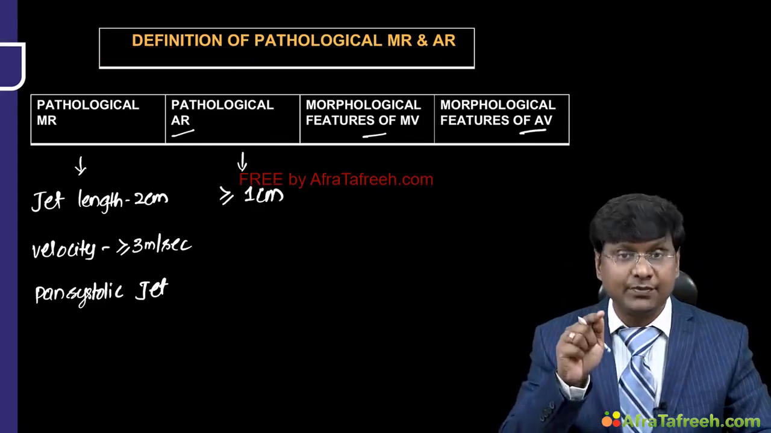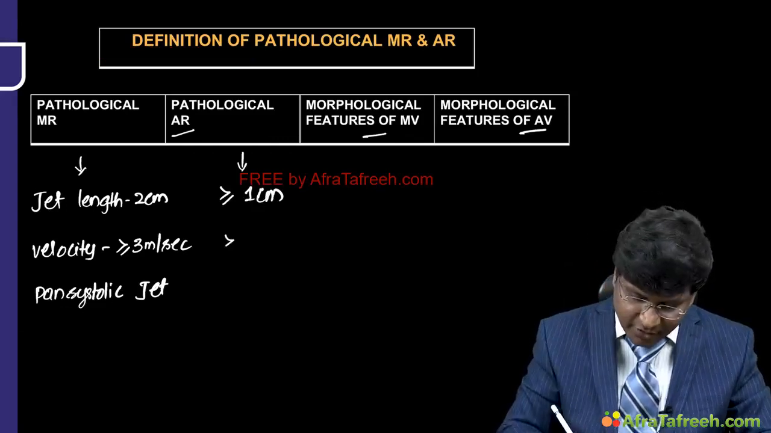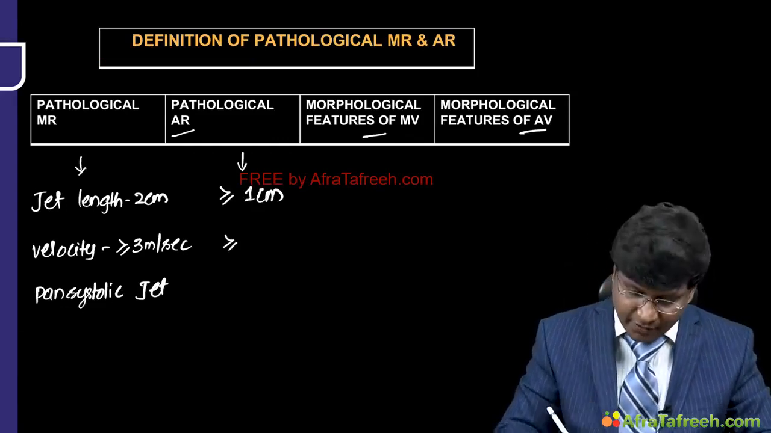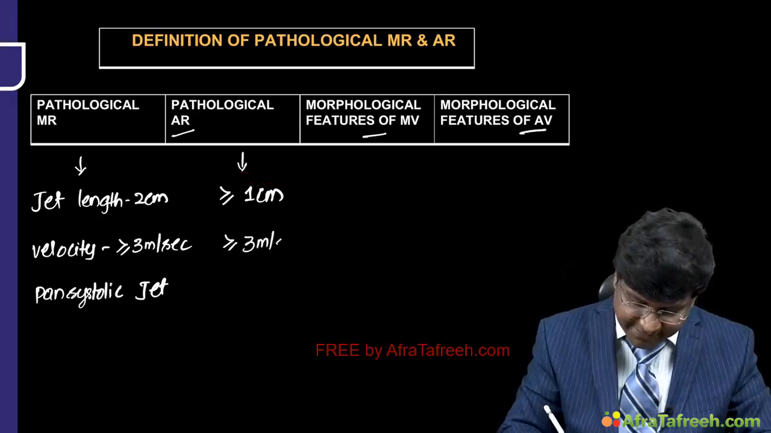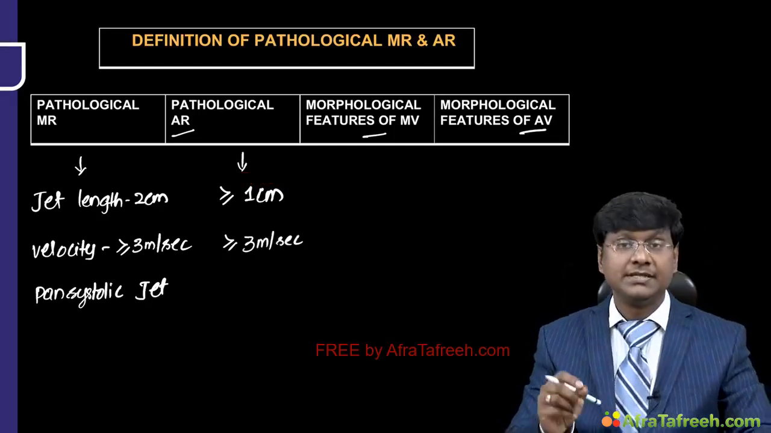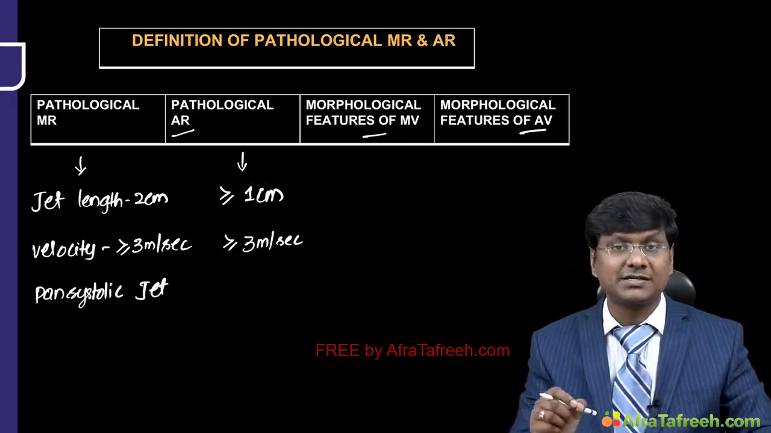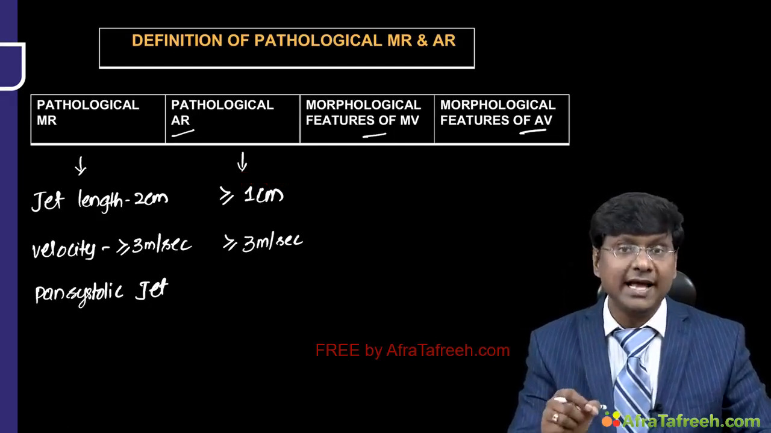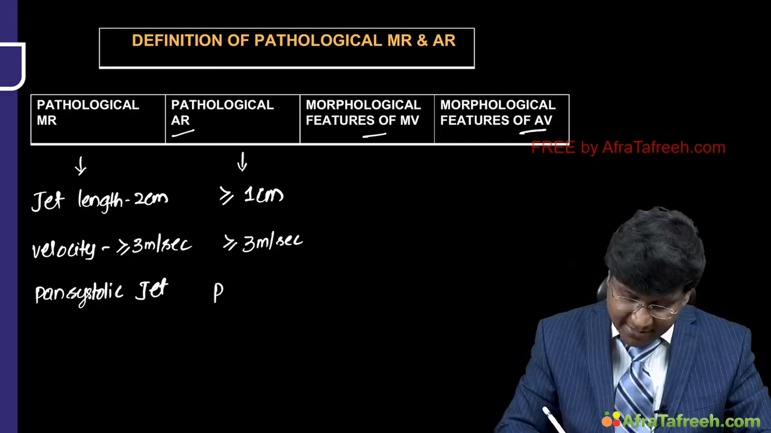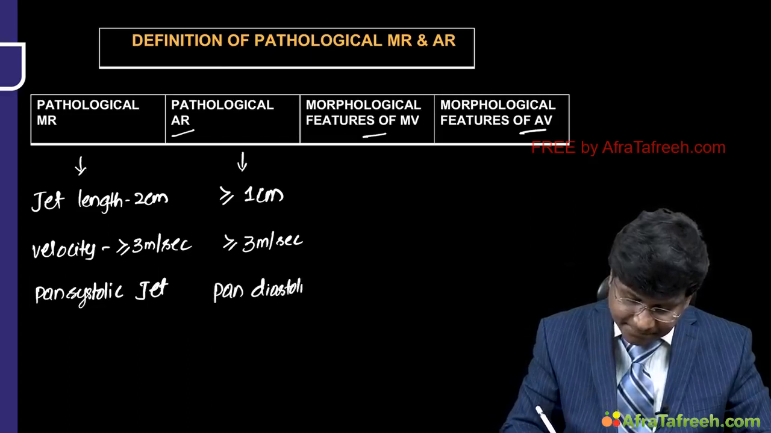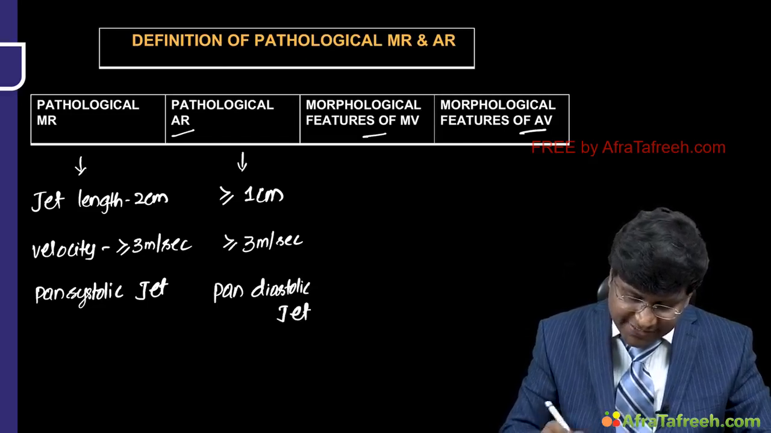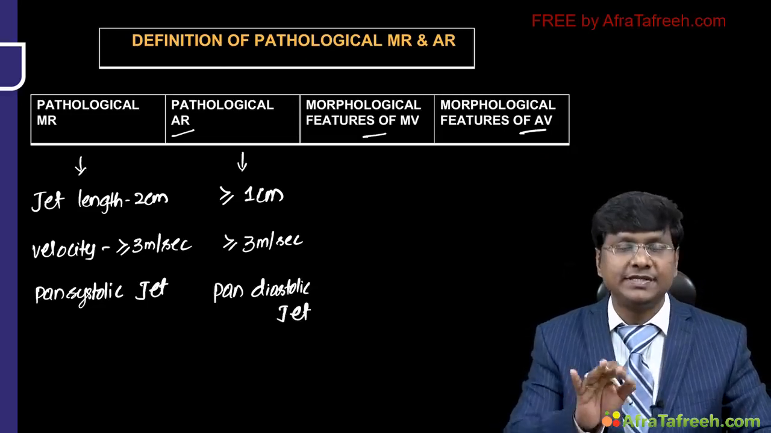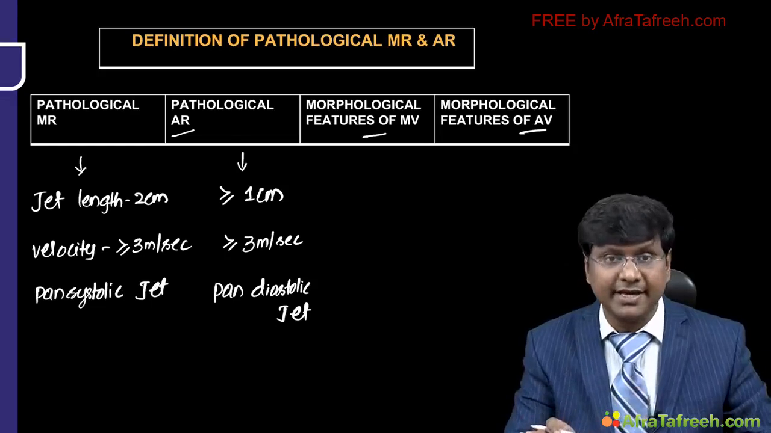Whereas if you take the jet velocity, the peak velocity, it should be more than or equal to 3 meters per second. And the jet that you see is in the diastole. So you will have a pan diastolic jet. Okay, so presence of these 3 tells you that the individual is having pathological AR.